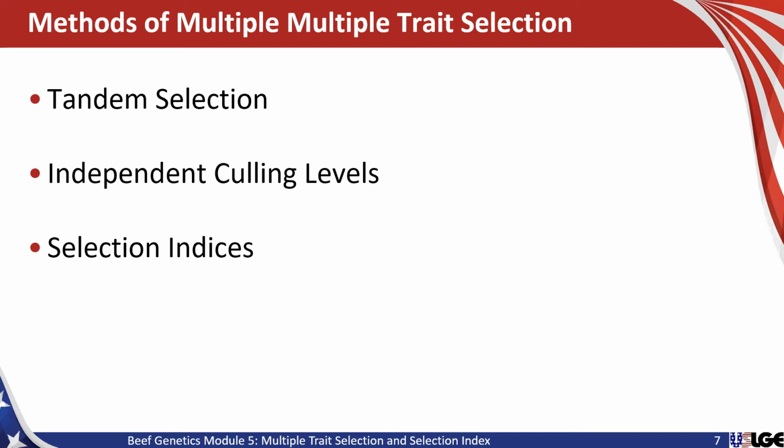Independent culling levels. Independent culling levels assume that I set thresholds. They could be arbitrary thresholds, whereby animals have to meet or exceed each one of them before I consider them as a potential candidate for selection. The problem is that not all traits are created equal economically, and independent culling levels ignore that. And then there's also selection indices, which we'll discuss in further detail.